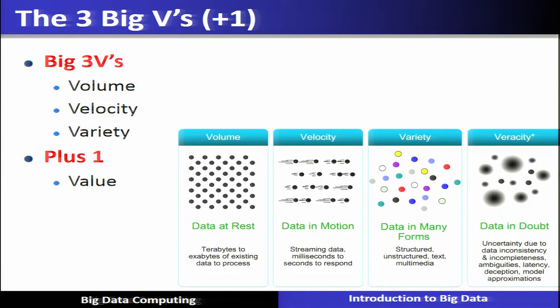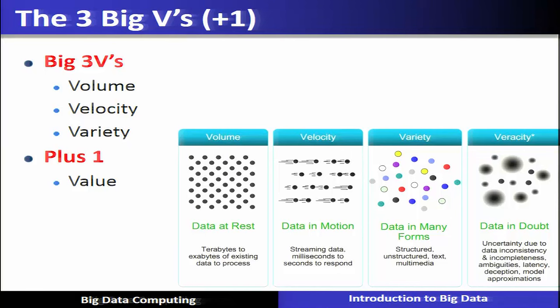The third characteristic is called variety. That means data is in many forms, that is structured, unstructured, and semi-structured. That is, the data is in the form of text, multimedia, and so on. This becomes the variety of data.